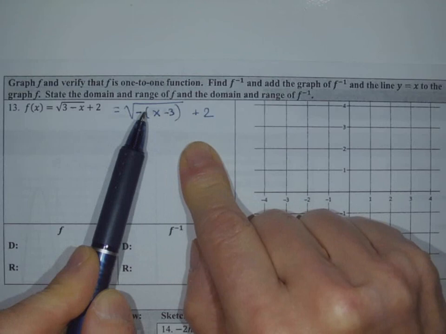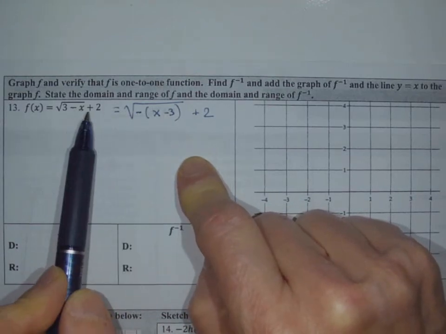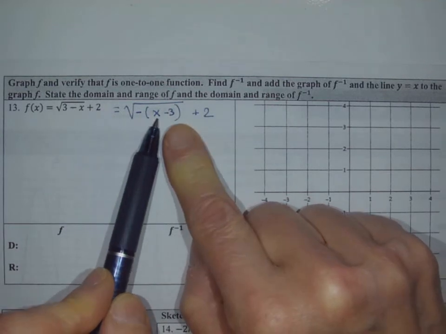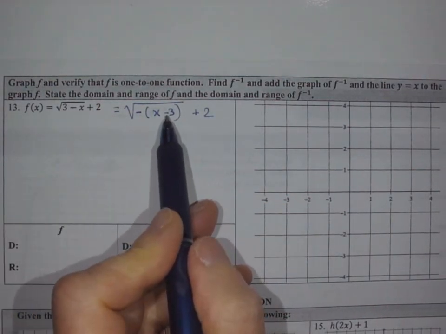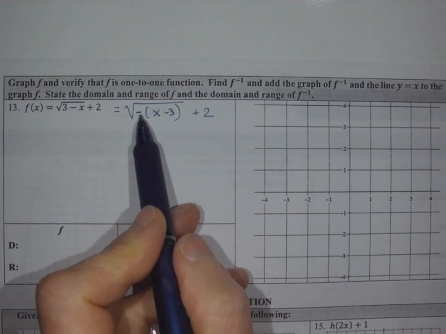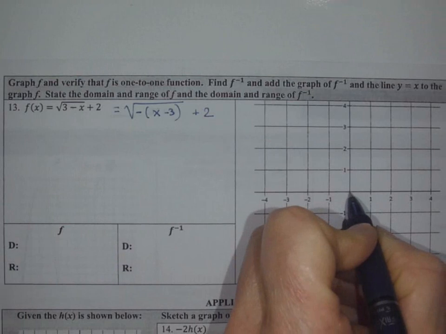So that's all I've been doing, and if you're not convinced, redistribute that negative and you will see you will get back there, right? But you want it in that form so that you see exactly where you're moving, left or right, and then what's the reflection, okay? So here we go. Moving to the right by 3, so here is the origin.